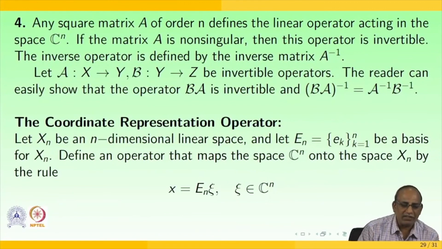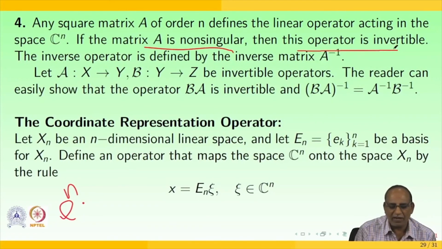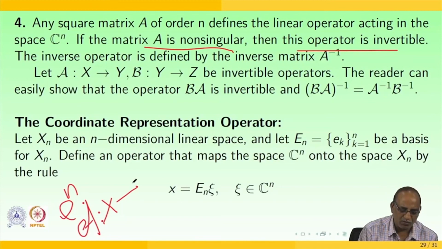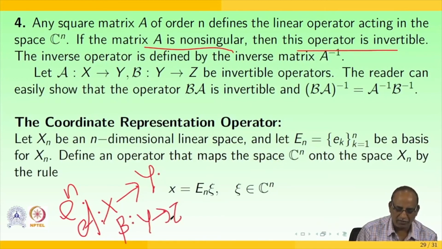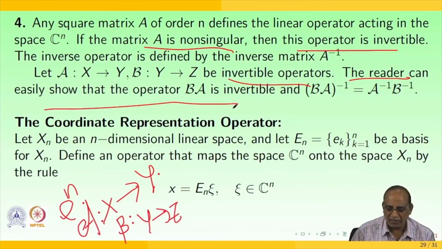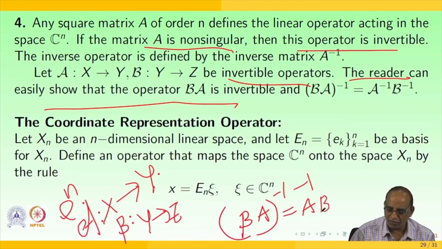So, the third one is any square matrix A of order n defines the linear operator acting in the space C of n. If the matrix A is non-singular, then this operator is invertible. So, you will have A mapped from X to Y and B mapped from Y to Z be invertible operators. The reader can check easily that B of A whole inverse is nothing but A inverse times B inverse.